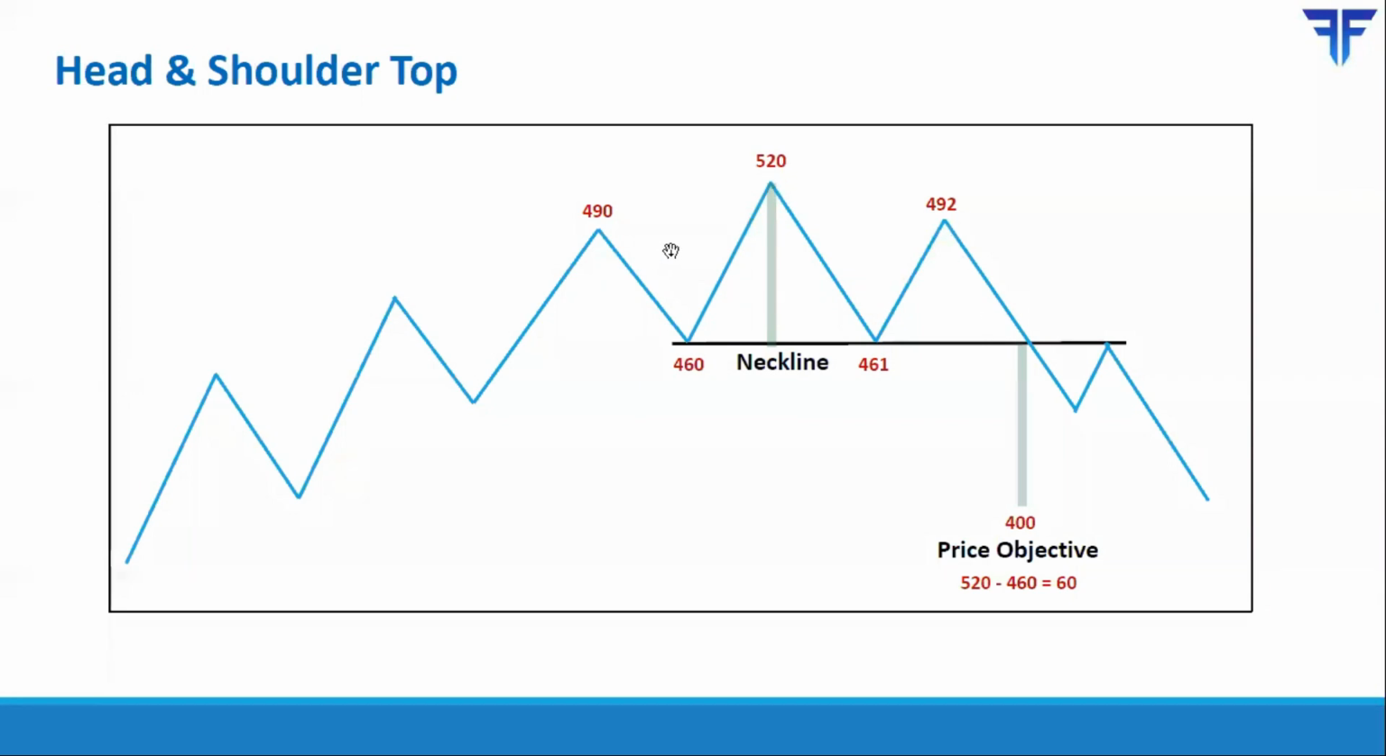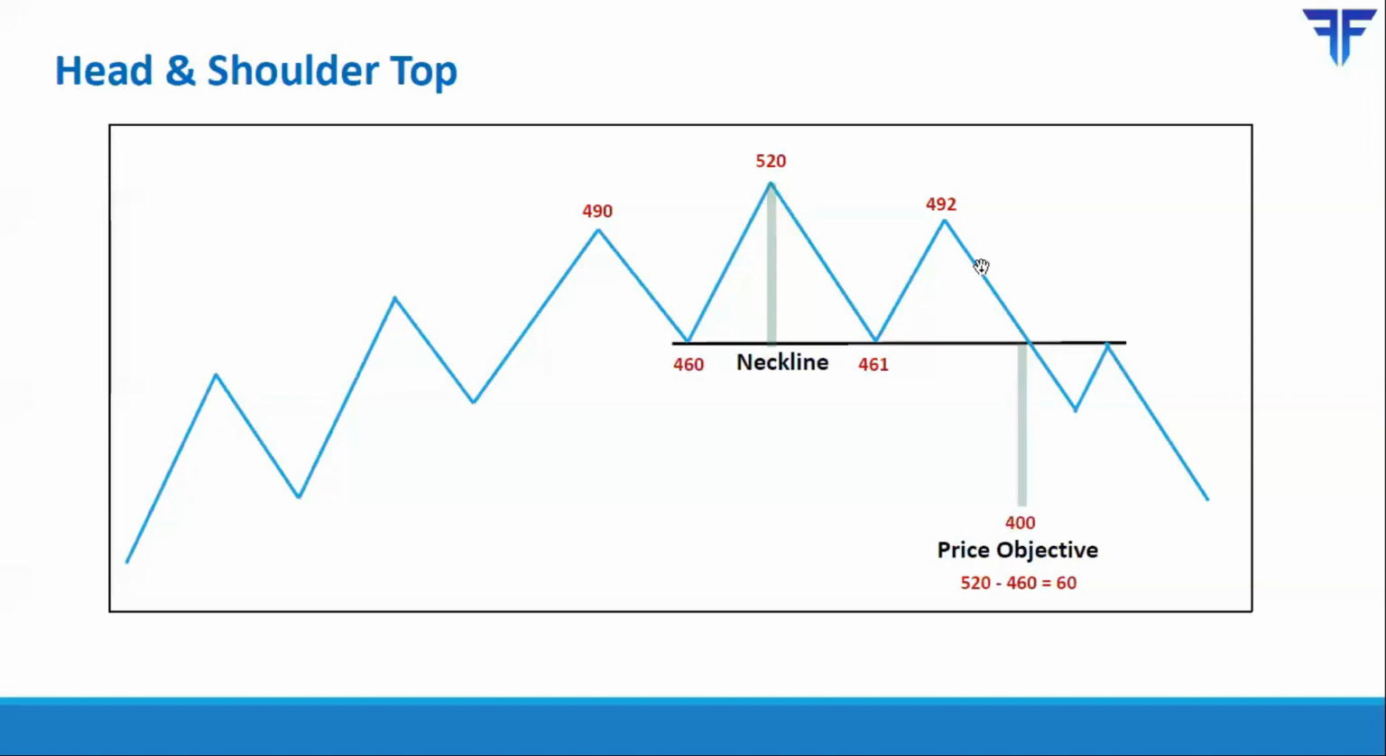Now, the reason this is called a head and shoulder is because you have a head, which is the highest point in the pattern, and that head is separated by two lower highs around it. So this is called the left shoulder, this is the head, and this is the right shoulder. Each shoulder must be below the high of the head for this pattern to remain valid.